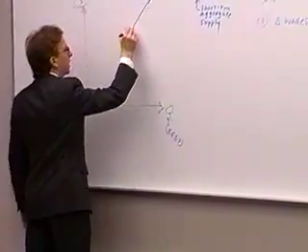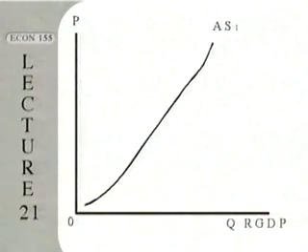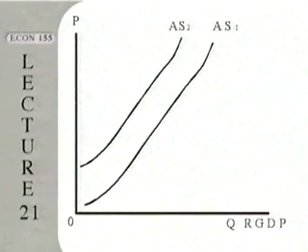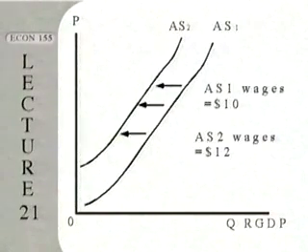So let me draw that aggregate supply curve. And what I'm saying is that if wages rise, the aggregate supply curve shifts to the left. AS1, I'll put a 1 there, is when wages are $10 an hour, and AS2, the second supply curve, is when wages are $12 an hour. The aggregate supply curve shifts to the left, meaning producers are not as willing to offer goods and services for sale as before at the higher wage.